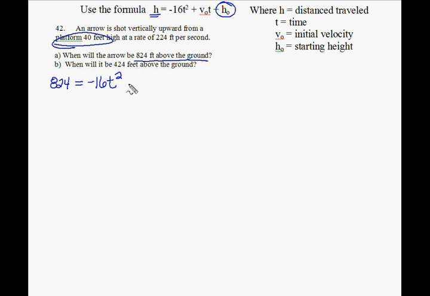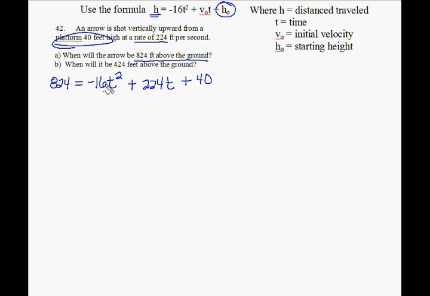equals negative 16t squared plus, and again we need that initial velocity, and that's at a rate of 224 feet per second. And that initial height is 400 feet. So if we want to solve this equation that has more than one variable t, and t is on the same side of the equation, but I can't combine like terms because they're not like, then I need to set the equation equal to 0.